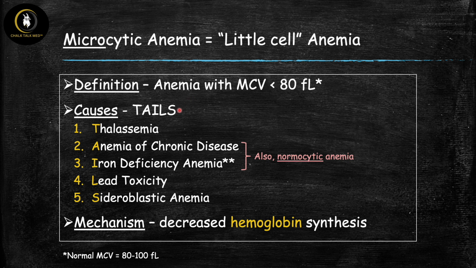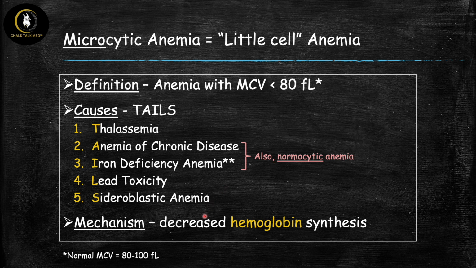There are 5 main causes of microcytic anemia, which you can remember by the mnemonic TAILS. It stands for thalassemia, anemia of chronic disease, iron deficiency anemia, lead toxicity, and sideroblastic anemia. And of these, anemia of chronic disease and iron deficiency anemia are the 2 most common causes. One caveat is that both anemia of chronic disease and iron deficiency anemia can not only cause microcytic anemia, as we're learning here, but they can also cause normocytic anemia, where the MCV is going to be normal, between 80 to 100 femtoliters.